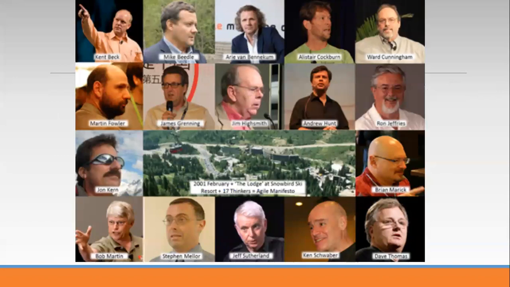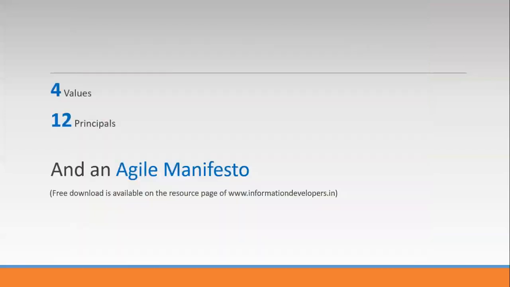17 thought leaders of the industry came together to develop an Agile Manifesto, which can make software development processes much faster, nimble, and collaborative with the customer. So the 17 people met together in February 2001, and the outcome was four values and 12 principles and an Agile Manifesto. This Agile Manifesto is available on the internet. It's a free resource where these four values and 12 principles are given. You can go and read it there.